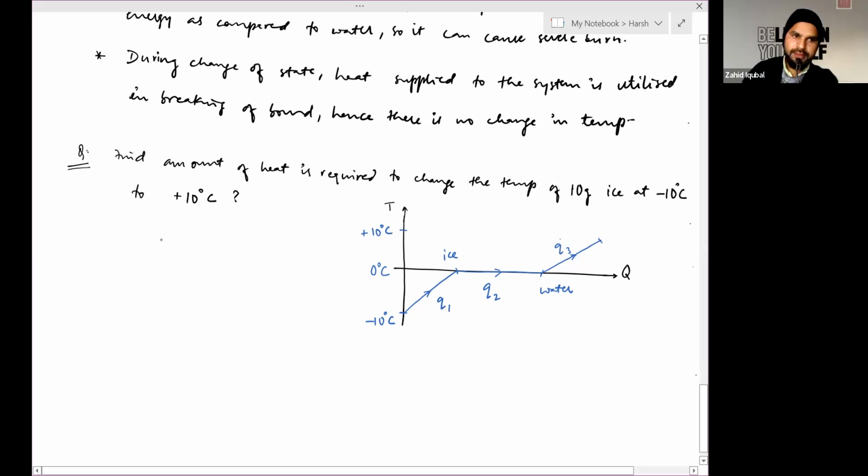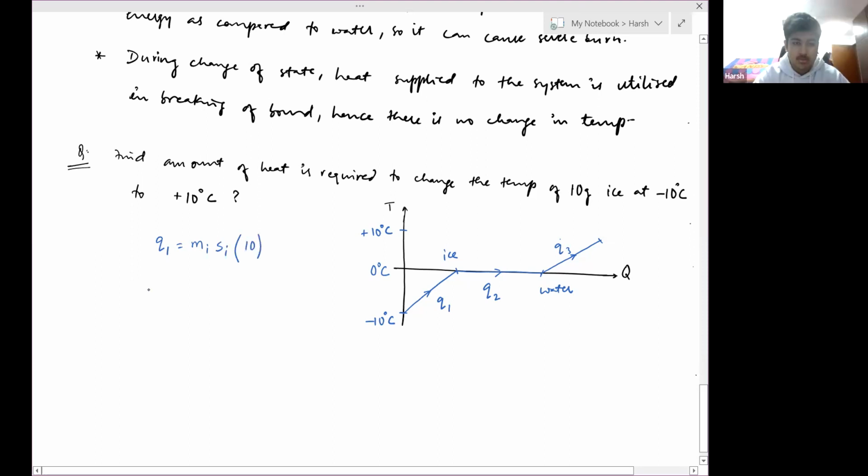So in the first part, Q1, which is specific heat: mass of ice, specific heat constant of ice, and change in temperature, 0 minus 10, that will be 10. In the second part, that is latent heat of conversion of ice into water, so it will be fusion.